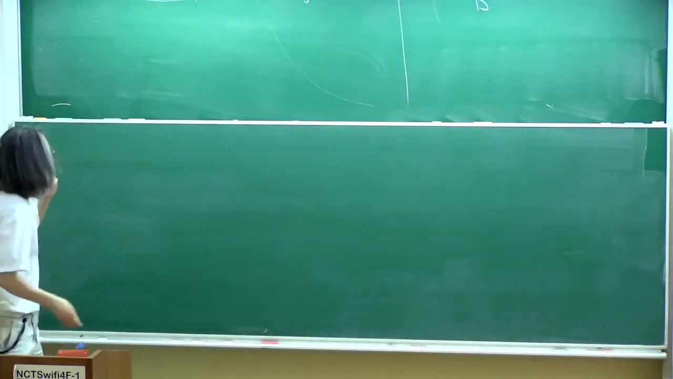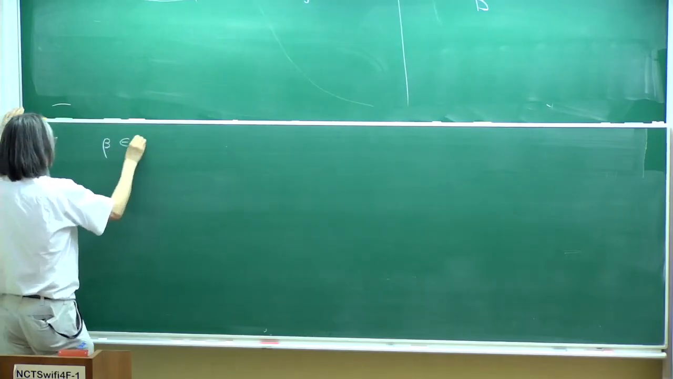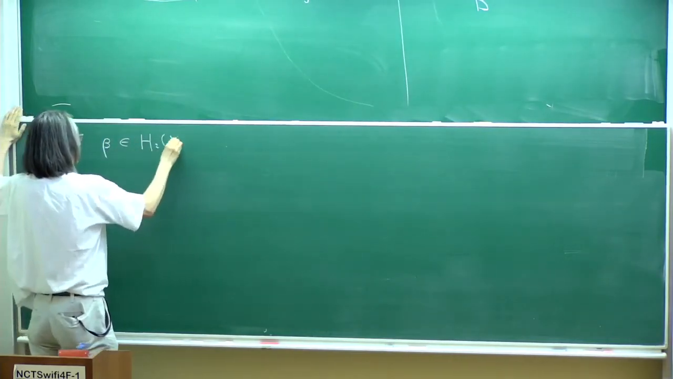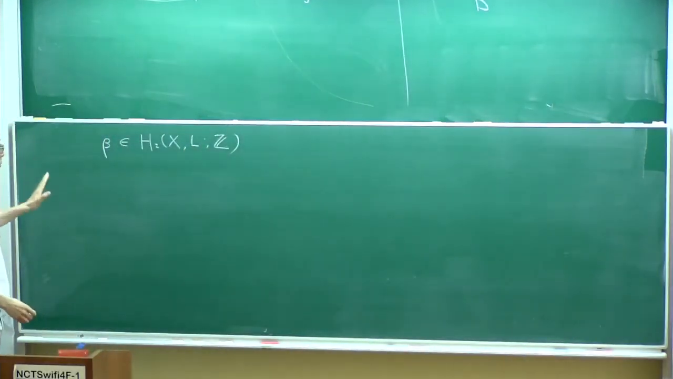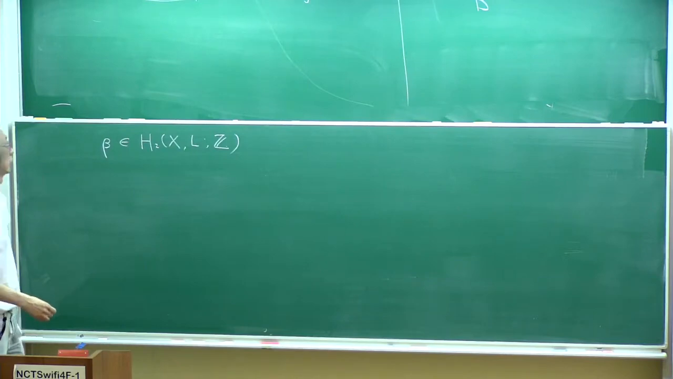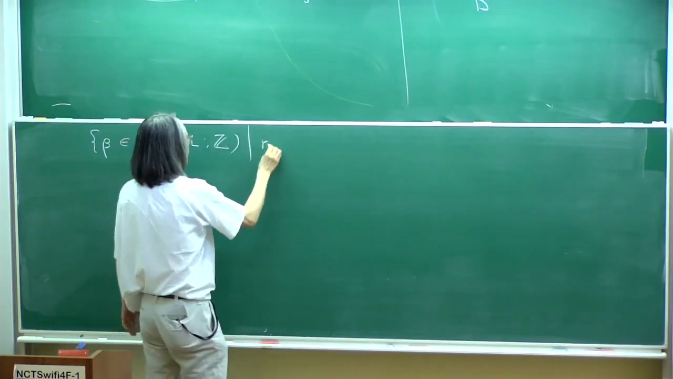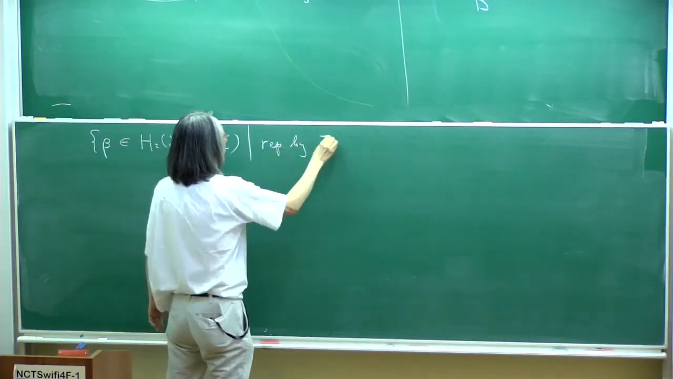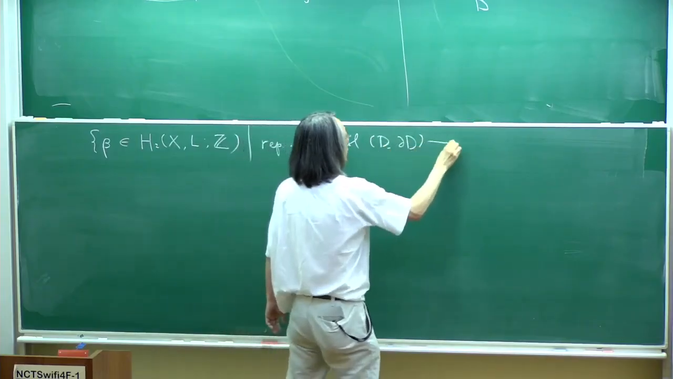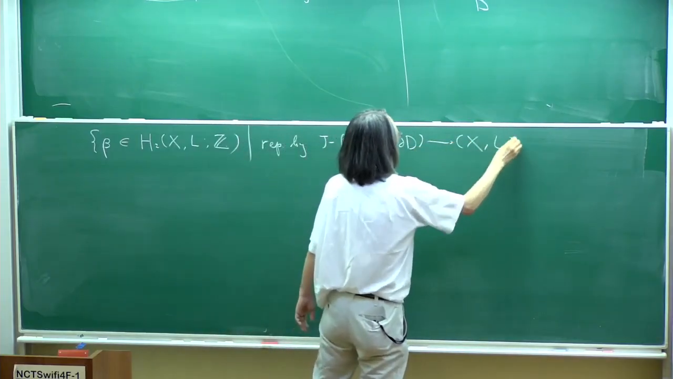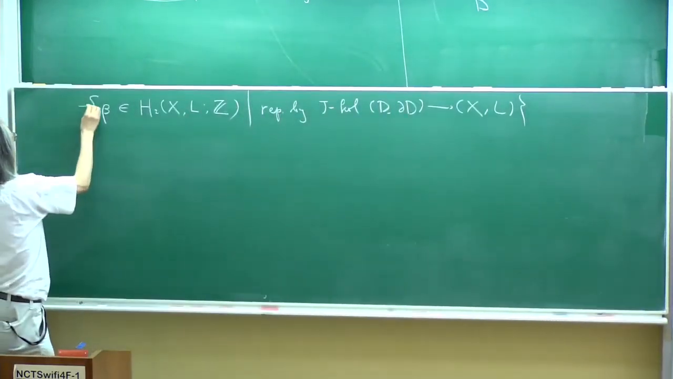Okay. So first I consider the following things. Let's consider beta, a second relative cohomology class, somehow represented by holomorphic disks. So I consider all beta maybe represented by J-holomorphic disks, right? And then maybe I denote by G0.